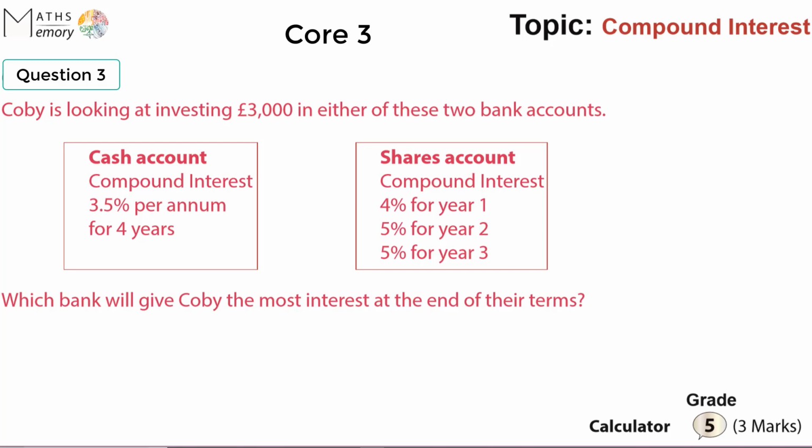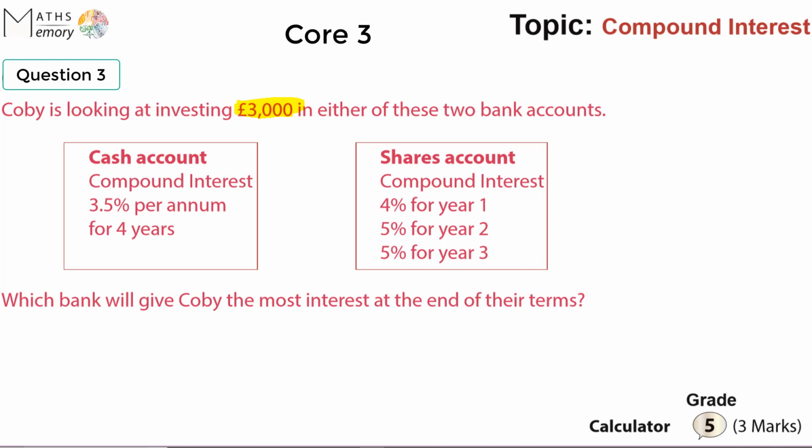So this question, we're dealing with two separate, let's say, accounts. One a cash account, one a shares account. Shares means stocks and shares. And this could definitely be something from the real world. So let's see what numbers we have over here. We have £3,000. This is being invested by Kobe in both bank accounts. Now, which one will give him the best rate?